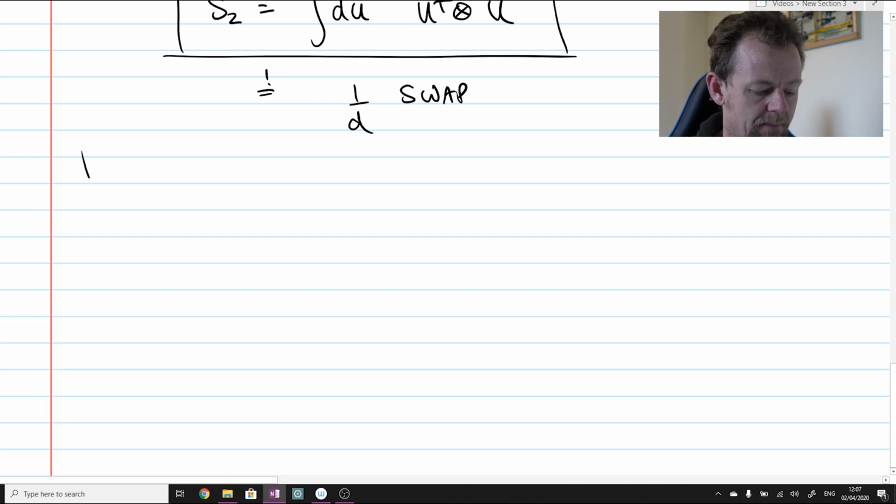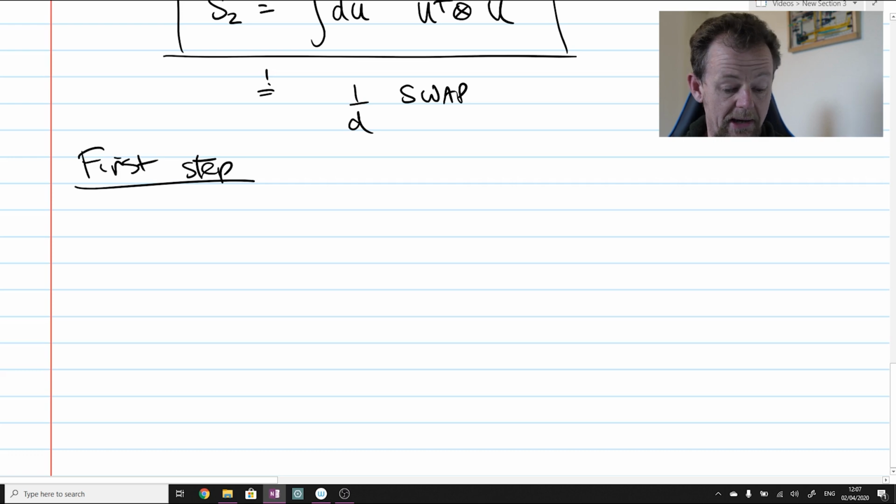So the first step is to exploit the information we have. We know we have a Haar measure. Haar measure is invariant under left and right multiplication by unitaries, and we're going to exploit a little bit of calculus. So we're going to do a change of variable.